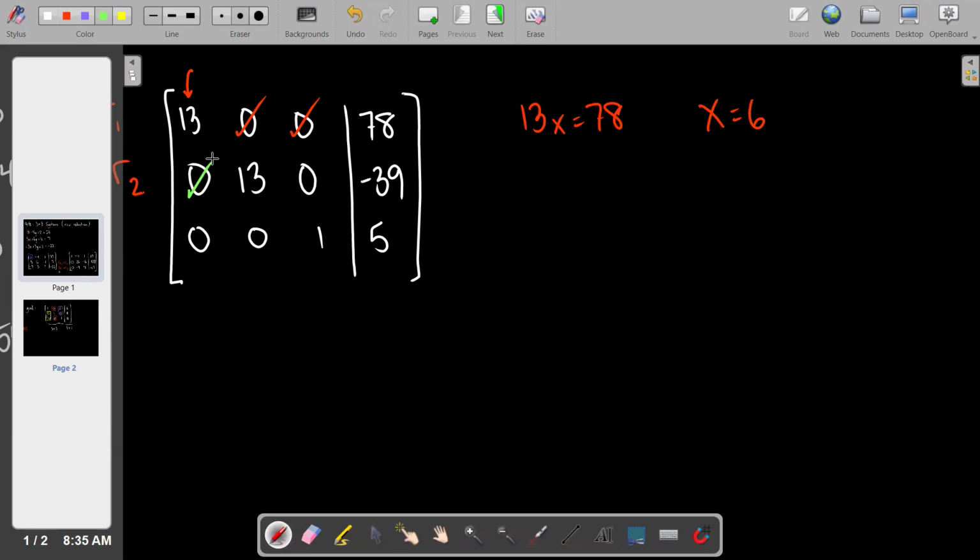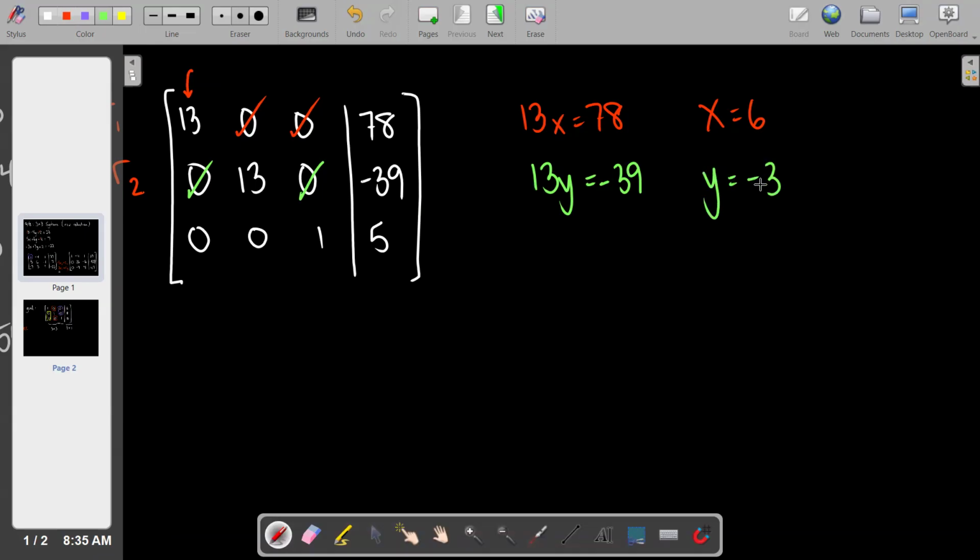Take a look at the middle row. There are no x's and there are no z's. What will the equation say? 13y equals negative 39. Divide both sides by 13. What does y equal? Negative 3.